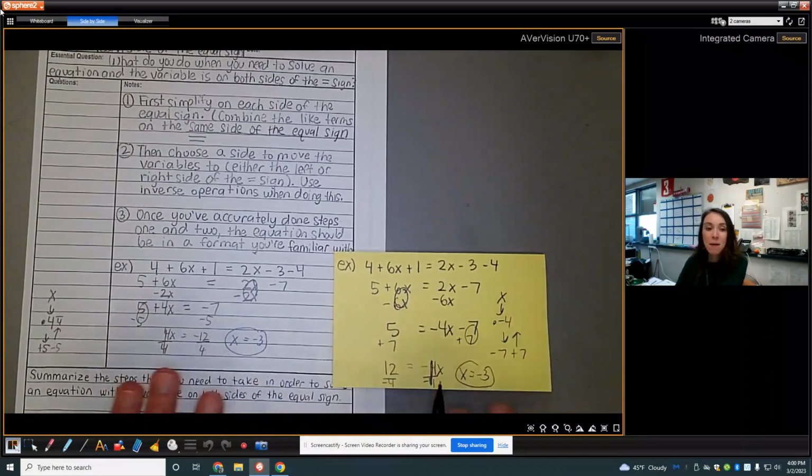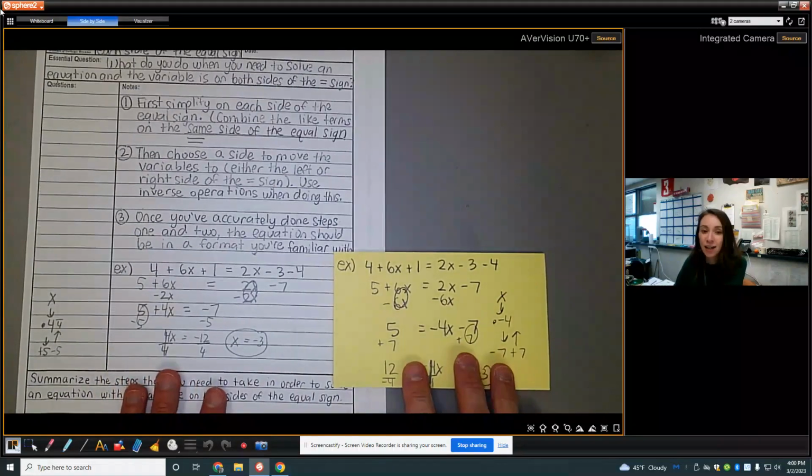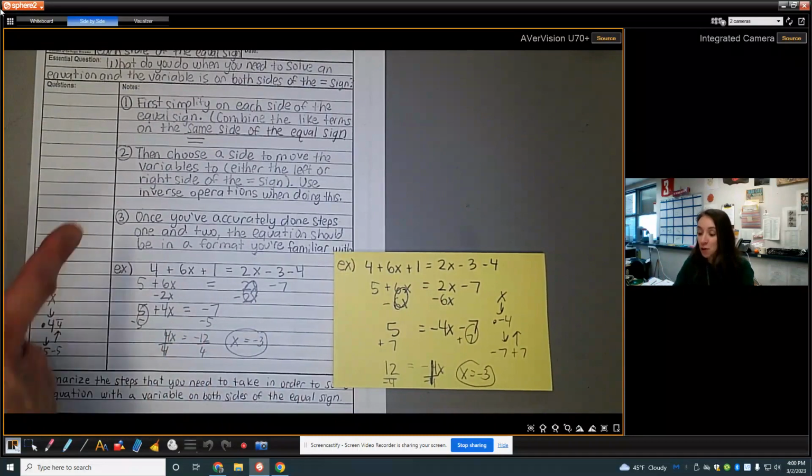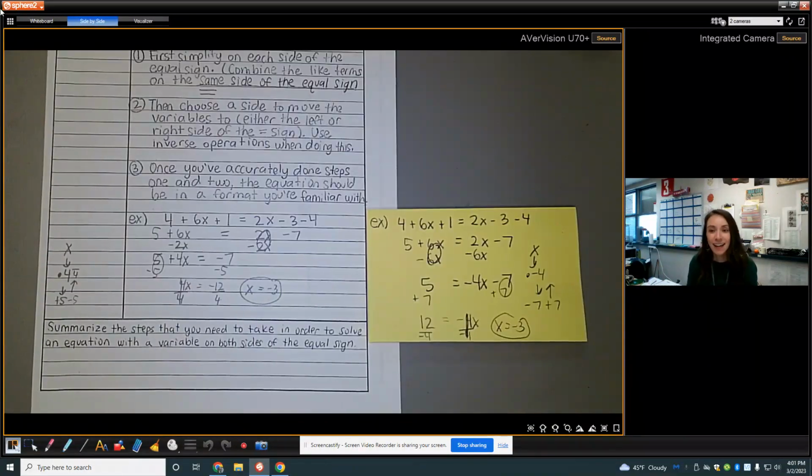So you'll see that we come up with the exact same solution to the equation, no matter which side of the equal sign you move your variables to when you're conducting step 2. What I want you to do right now is take a few moments and summarize the steps that you need to take in order to solve an equation when the variable is on each side of the equal sign.